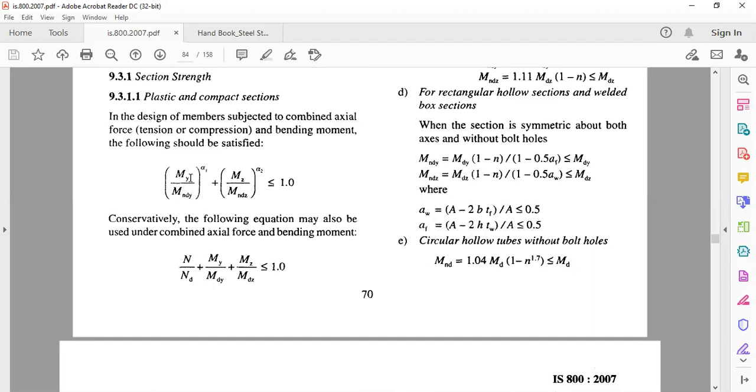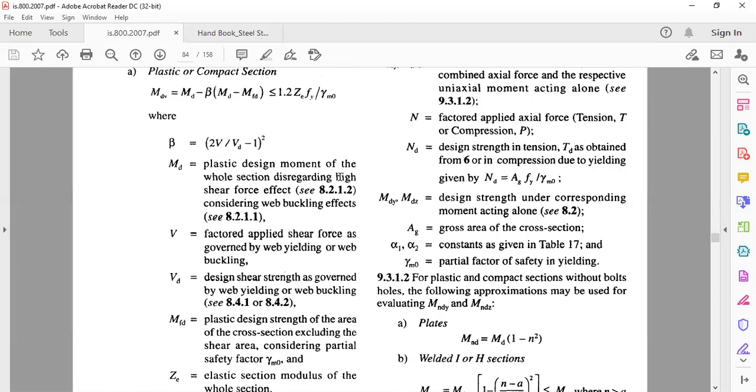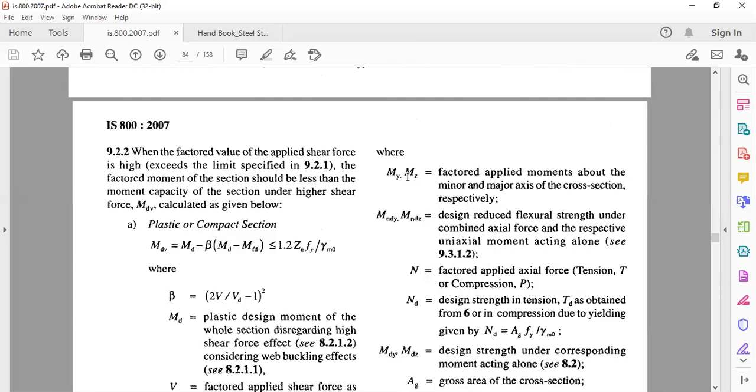So for that the condition is My by Mdy plus Mz by Mdz should be less than or equal to 1. Whereas alpha 1, alpha 2 we are going to take as 1, so no worry about it. So what is My and Mz? That is factored applied moments about the minor and major axis of the section. Because of load, what is the moment?